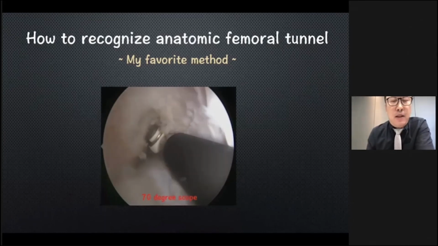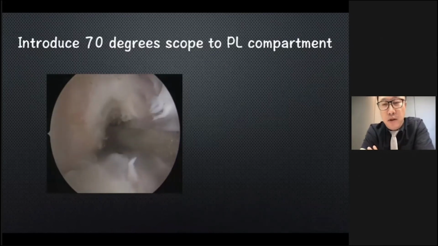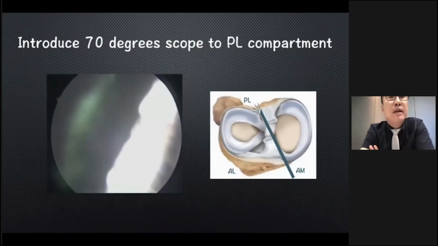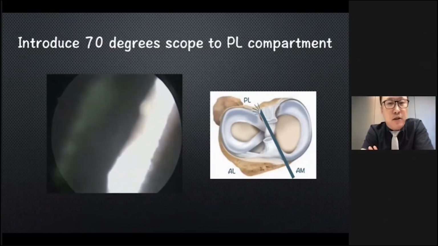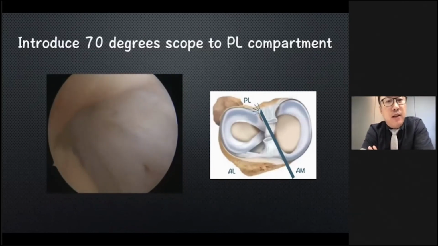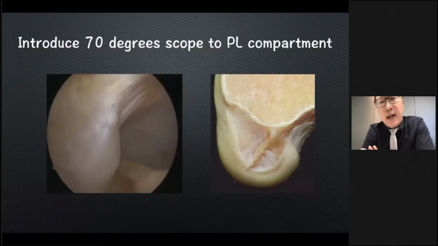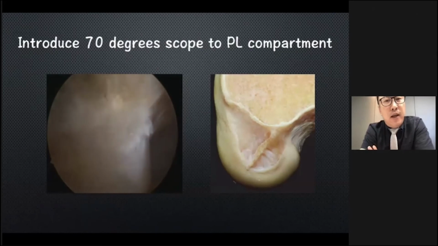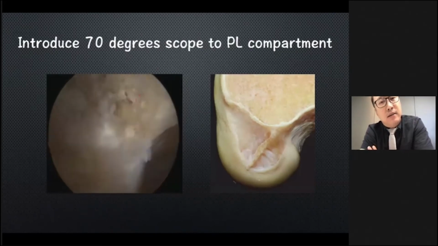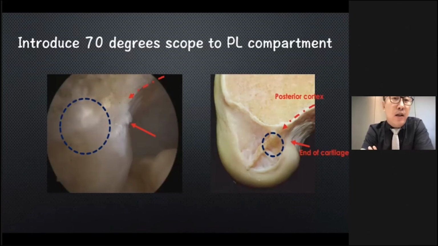So after I make a mark on the lateral wall, then I can introduce my scope from the anteromedial portal to the posterolateral compartment. And with the 70-degree scope, we can easily visualize the posterior femur condyle, posterior femur cortex, and the end of the cartilage, like the photo on the right side. So I can see my mark over there, and you also can see the roof. So we can imagine the line from the posterior femur cortex and the end of cartilage. And I think the mark is in the optimal position.